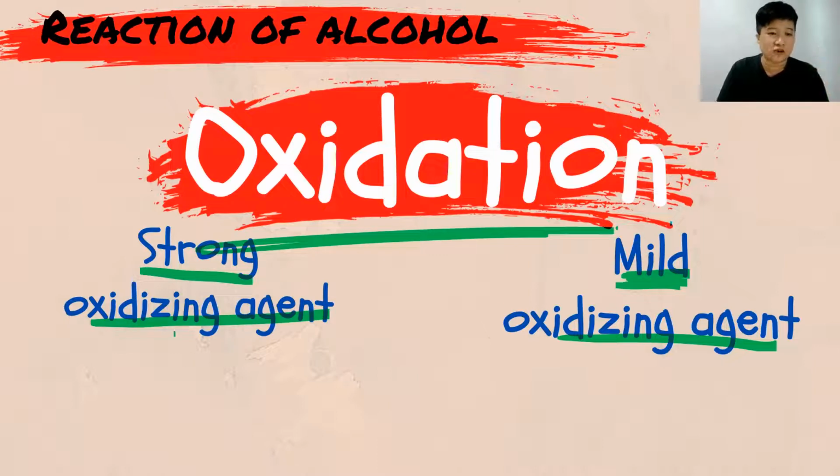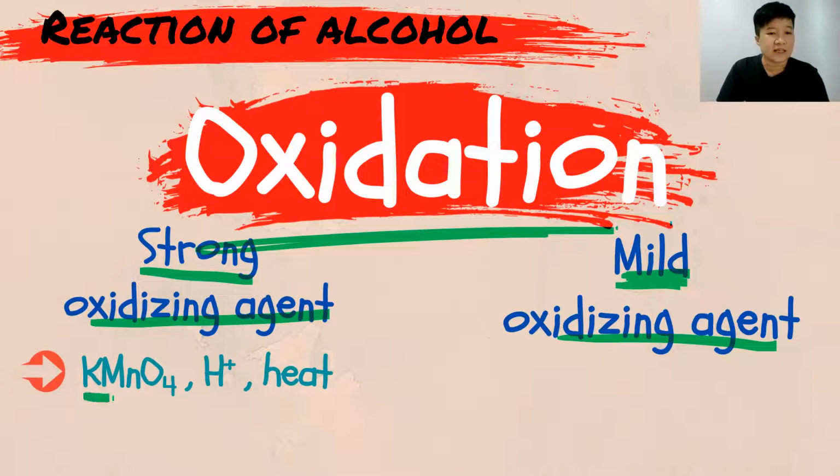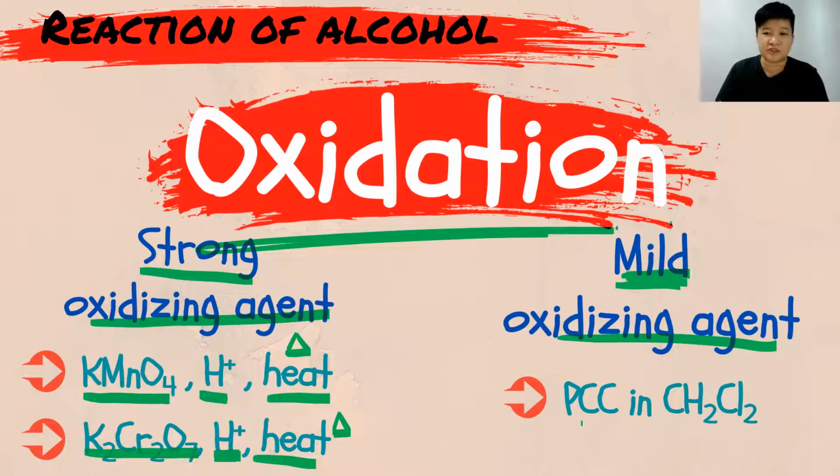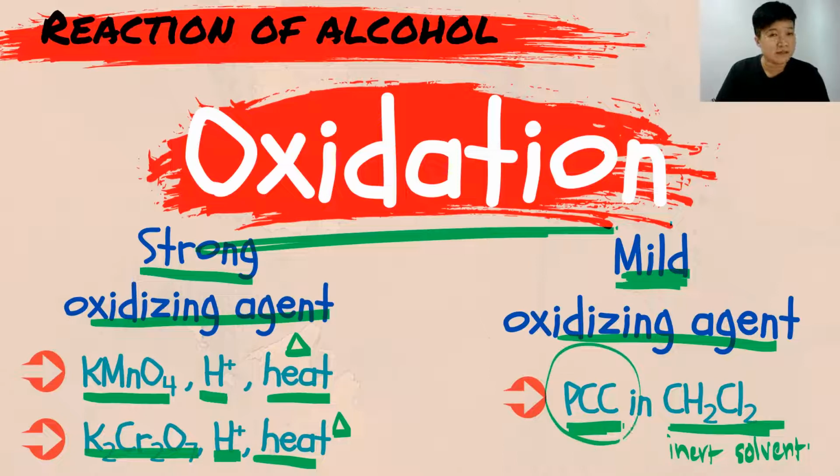The example of the strong oxidizing agent that I can have is KMnO4, H plus, heat. So you have your potassium permanganate in the acidified condition with the presence of heat. Or you can use your potassium dichromate with the presence of H plus and also the heat. Alright, so both of these are examples of strong oxidizing agent. While for mild oxidizing agent, we only have one, which is PCC in inert solvent. Bear in mind, this is your inert solvent that has nothing to do with your reaction. We only focus on PCC.